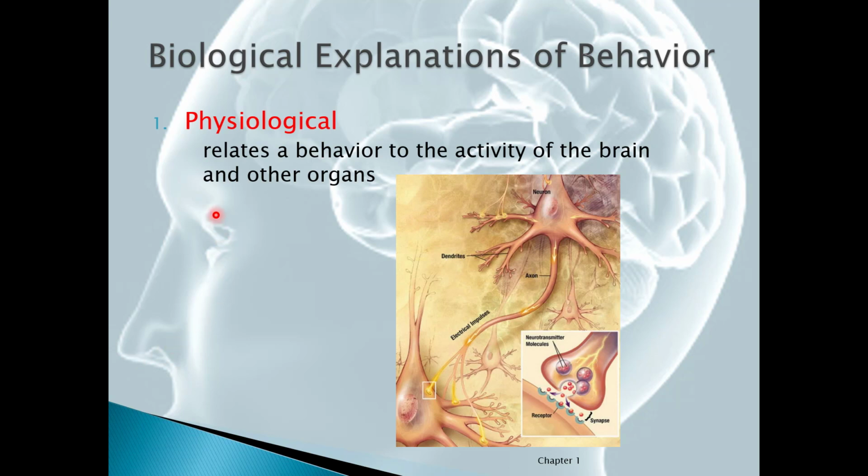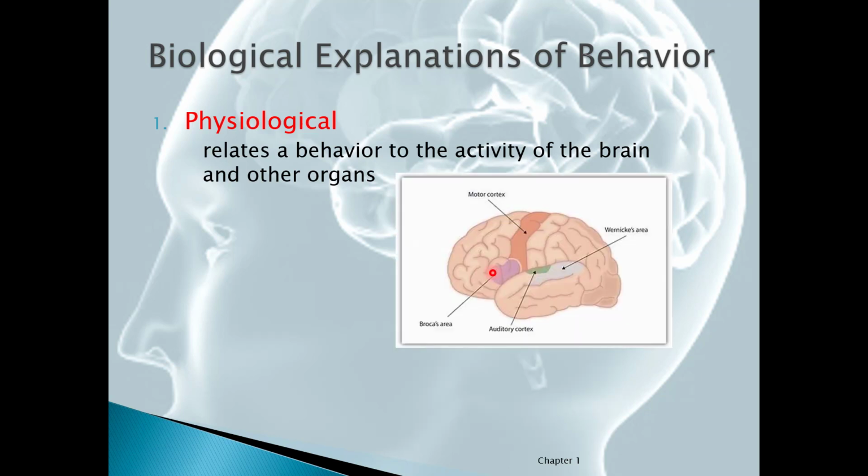A physiological explanation is going to relate the behavior to some sort of activity of the brain or other organisms. We might be talking about how changes in a neuron or an action potential or neurochemical changes or the anatomy of the brain affects the behavior. Now, in this short video, we're going to talk about the behavior of language. So an explanation might be that we know that Broca's area in the left hemisphere of the frontal lobe is important in language production, and that Wernicke's area, which is in the left temporal lobe, is important in language comprehension. So we're relating brain areas to a behavior.